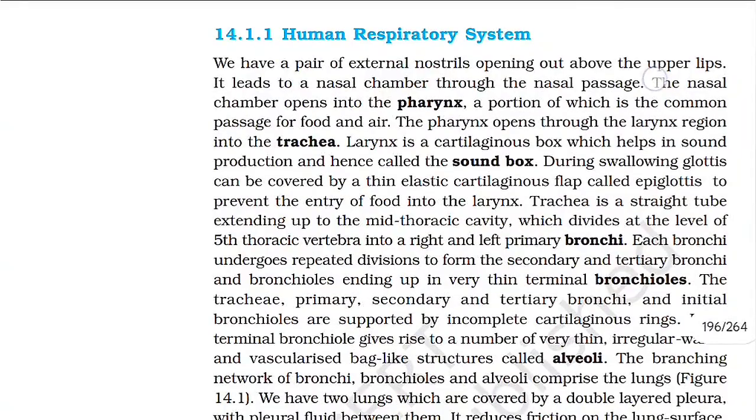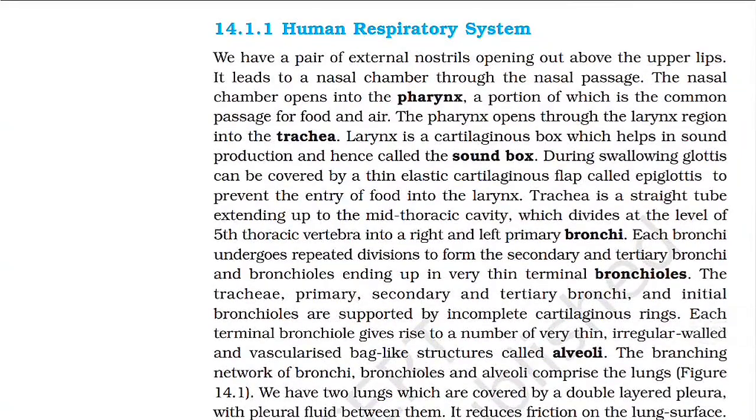Human respiratory system. We have a pair of external nostrils opening out above the upper lips. It leads to a nasal chamber through the nasal passage. The nasal chamber opens into the pharynx, a portion of which is the common passage for food and air. The pharynx opens through the larynx region into the trachea. Larynx is a cartilaginous box which helps in sound production and hence is called the sound box.